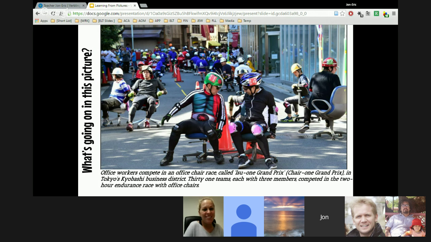Okay. Office workers compete in an office chair race called Isu-One Grand Prix. Grand Prix. In Tokyo's Kawabashi Business District, 31 teams, each with 3 members, competed in the 2-hour endurance race with office chairs.